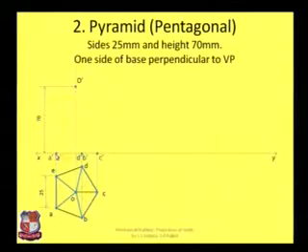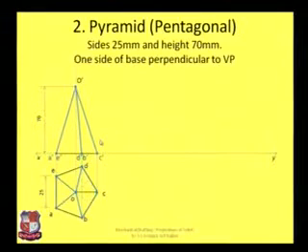After locating these points A dash, B dash, C dash, D dash and E dash, join all these points with a straight line to apex point O dash, like this. So this is our pentagonal pyramid of given dimension. 25 mm is the side length and 70 mm is the height. Now it is given that one side of the base is perpendicular to the vertical plane. So this base is perpendicular to the vertical plane.